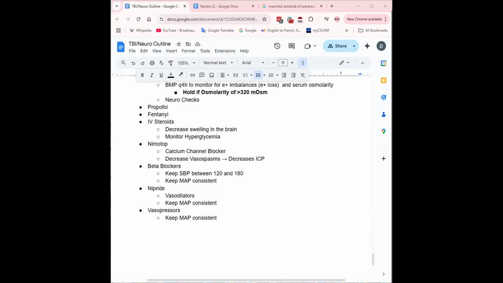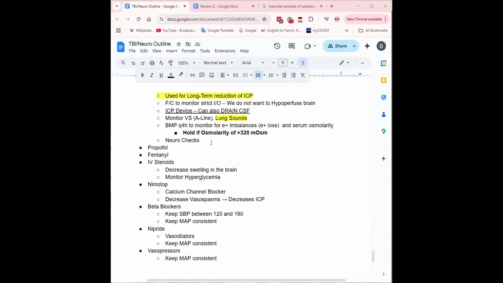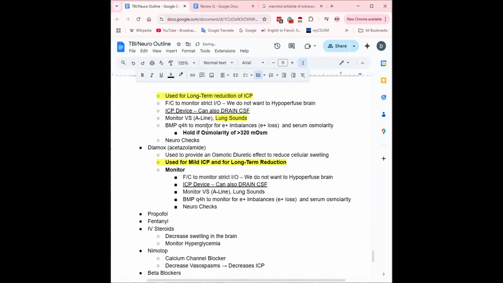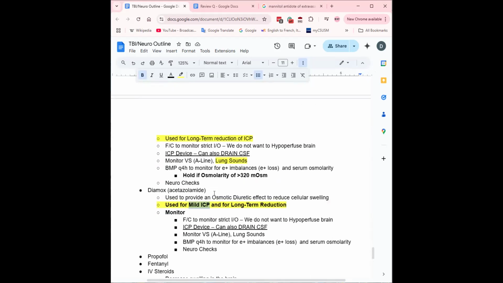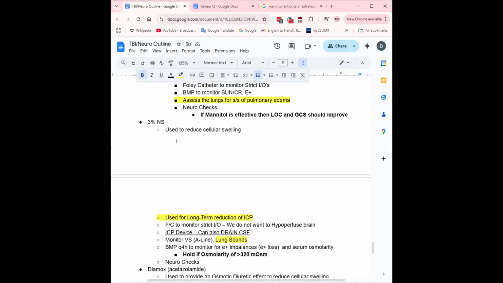Is acetaminophen like mannitol but slower acting? I feel like I looked this up before. Let me see. I wrote, here's what I wrote. I'll just copy paste because it's pretty much the same stuff. It's used for the same idea, but it's used for long term and it's also more mild. So it's still long term, like 3%, but it's also not for as bad.